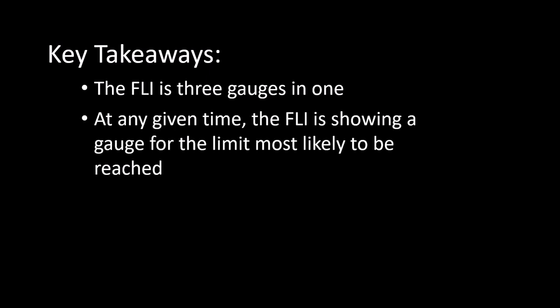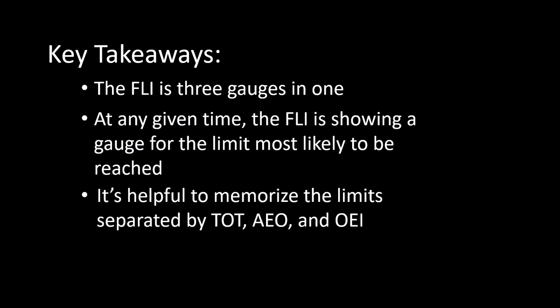So just to review, these are the key takeaways. The FLI is 3 gauges in one. It could be showing you TOT, OEI, or AEO. At any given time, the FLI is only showing you what's most likely to go wrong. And it's really helpful to try to memorize these limits separately. So memorize your TOT limits, then memorize your all engines on limits, and then your one engine inoperative limits.